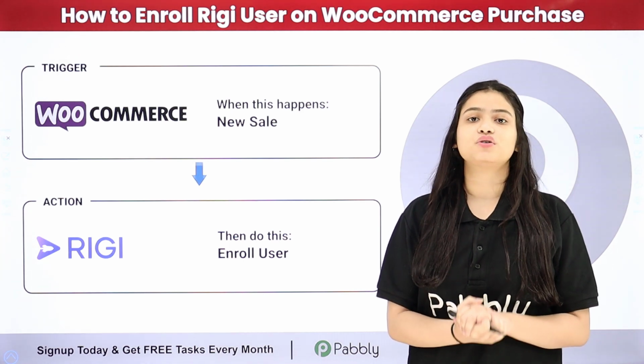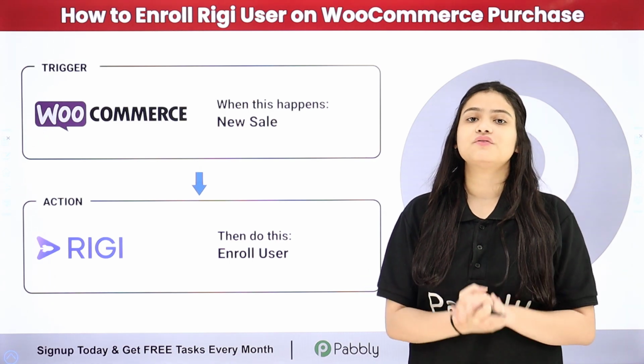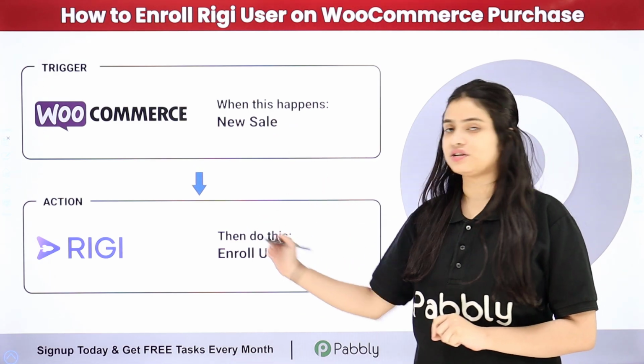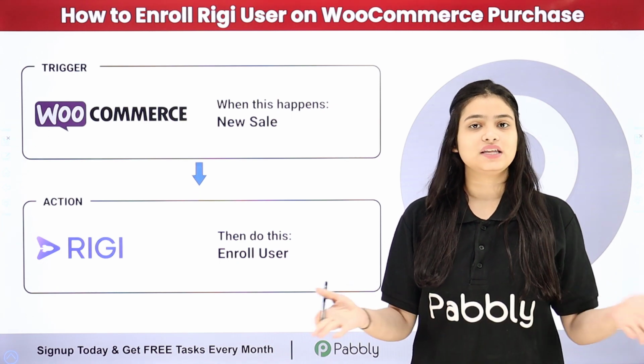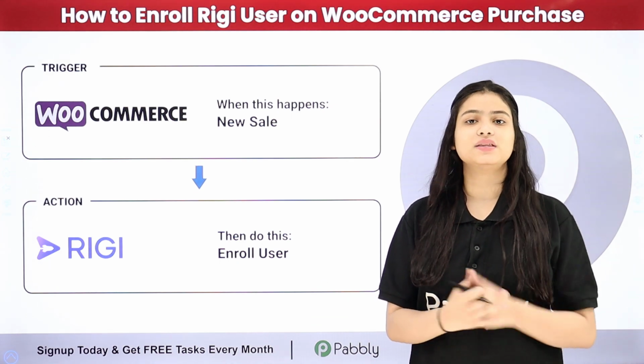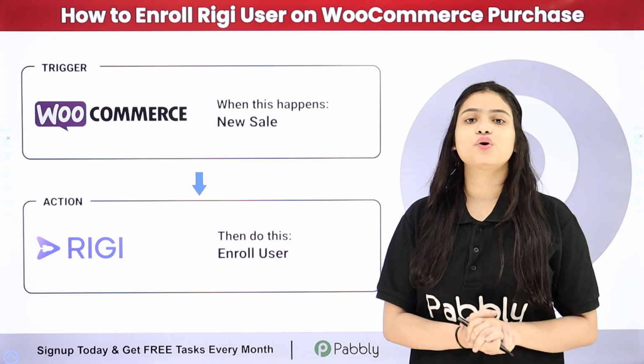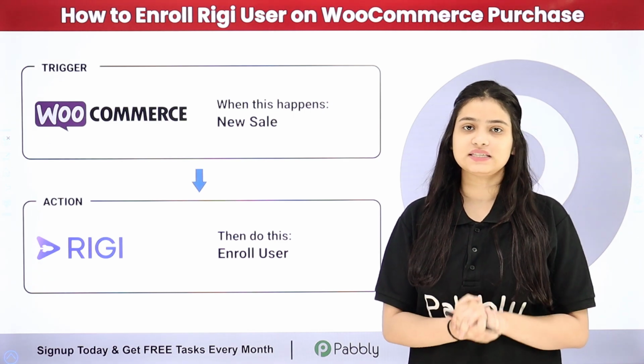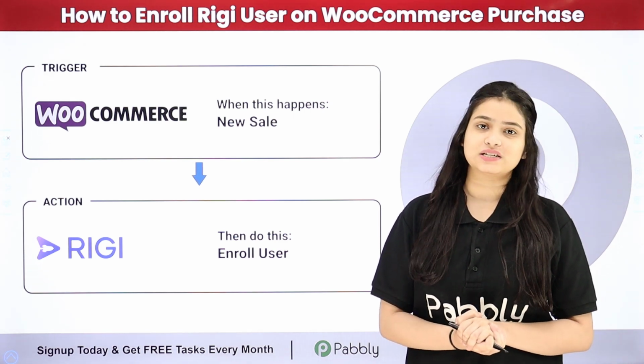So how are we going to automate this entire process? For this, we will have to set up the connection between WooCommerce and Rigi, and that we are going to do without any coding and any programming skill, simply with the help of Pabbly Connect. So if you also want to learn this amazing automation for your business step by step, for that you have to come towards my screen.